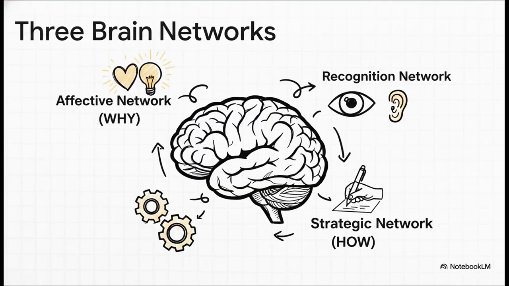Okay, so researchers have pinpointed three key brain networks that are crucial for learning. First, you've got the affective networks. This is the why. It's all about what gets us fired up, engaged, and motivated. Second, the recognition networks. That's the what. This is how our brains take in information and start to make sense of it. And third, the strategic networks, the how. This is how we plan, organize our thoughts, and actually show what we know. The key thing is, every single learner uses these networks in their own unique way.